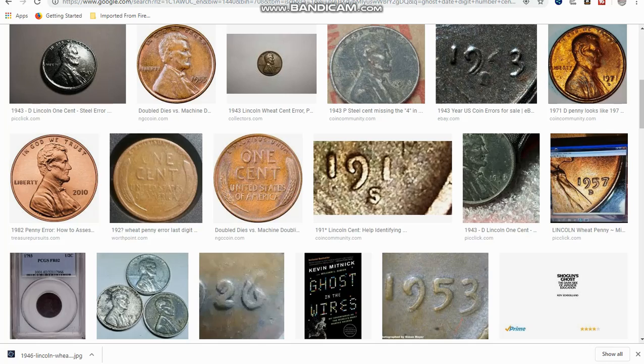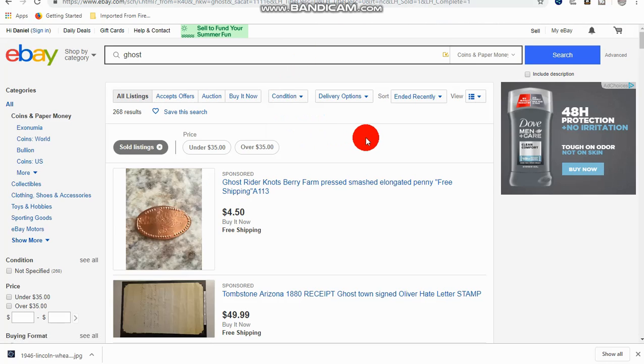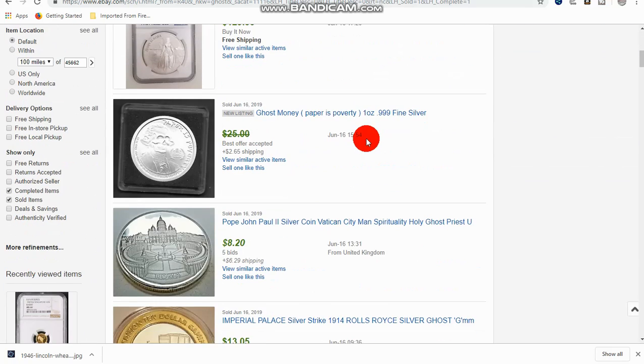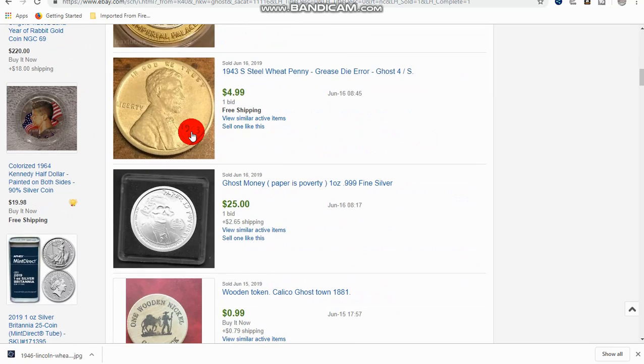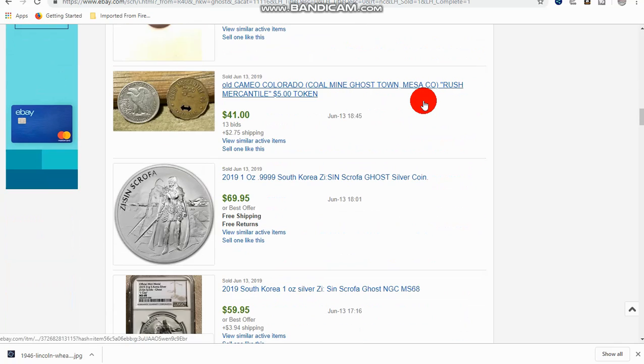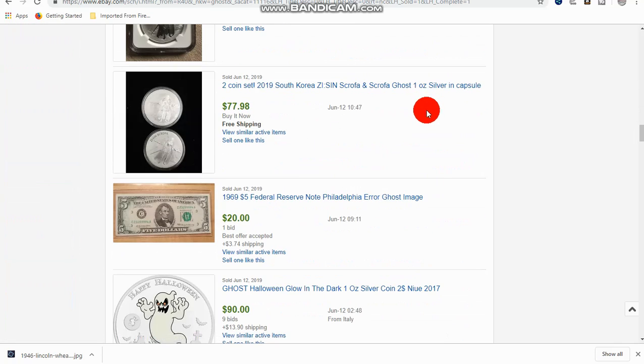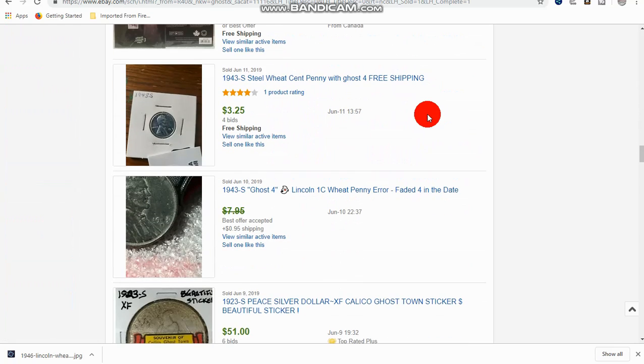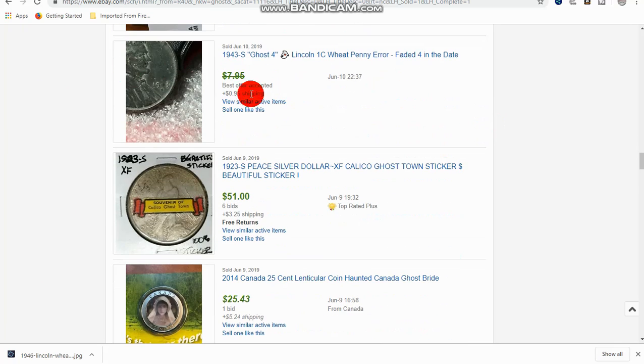If you go on eBay because you think you have a ghost digit that's going to be worth some money and you just don't believe what I'm telling you, just scroll through and look it up. Here's one with free shipping that sold for $4.99. Grease die error. Well, that's not completely inaccurate. Is it worth the $4.99? That's up to the person buying it and the person selling it, I suppose. Here's another one. You'll see a lot of 43s with the 4s being weak.